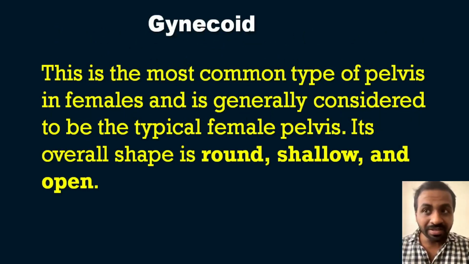And another pelvis is the gynecoid pelvis. You know that this is the most common type of pelvis in females, and it is generally considered to be the typical female pelvis. Okay, so you are getting two more pieces of information. The most common type of female pelvis is the gynecoid pelvis, and it is the typical female pelvis. Okay, and its shape is round, shallow, and open.